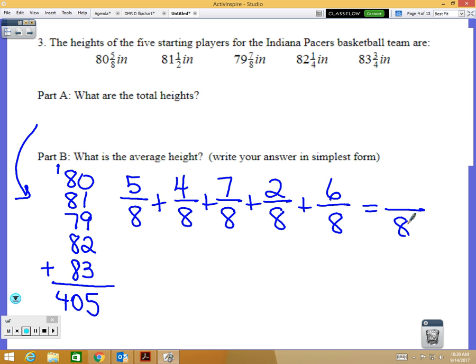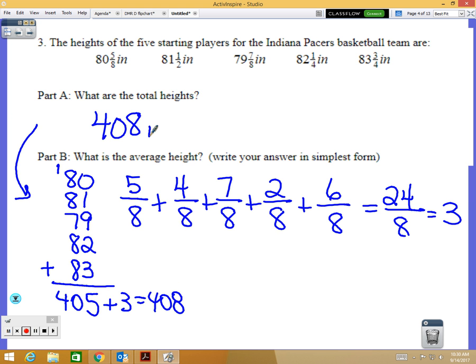So 5 plus 4 is 9. That'd be 16, 18, 24. And 24 over 8 is the same thing as 3. So I'm going to take that 3 and add it on to this 405 I have over here to give me a grand total of 408 inches. So that would be my total of the heights.